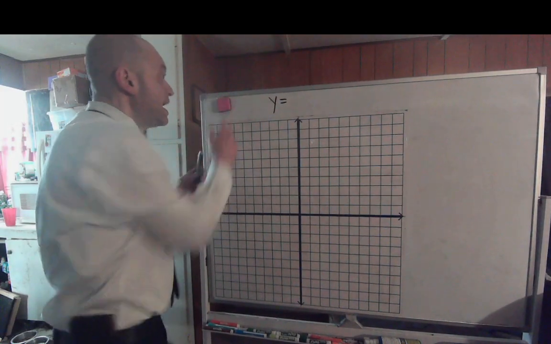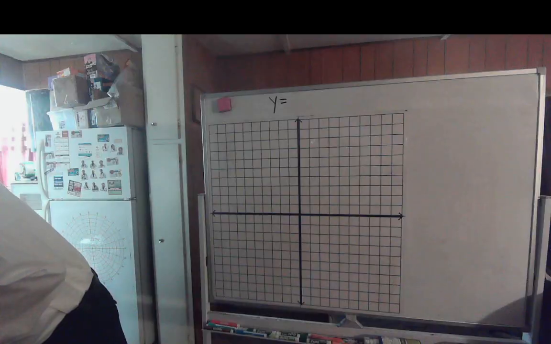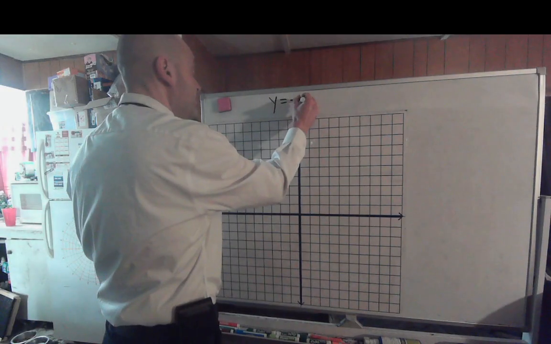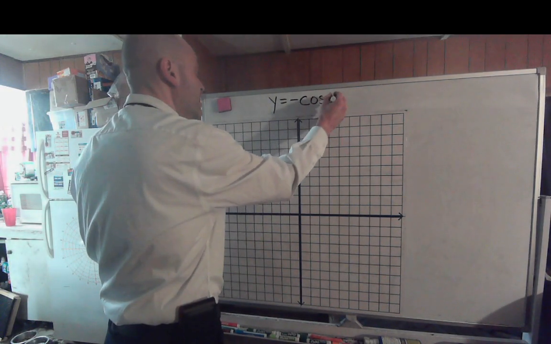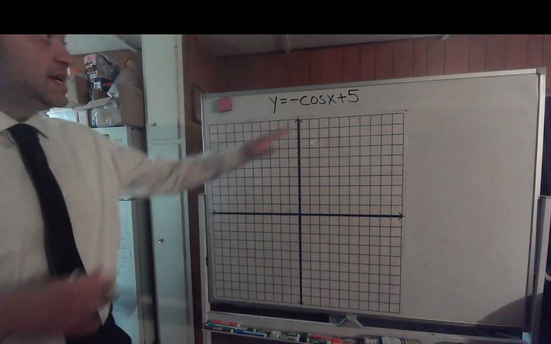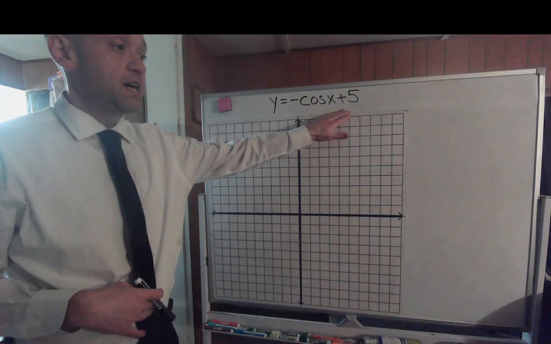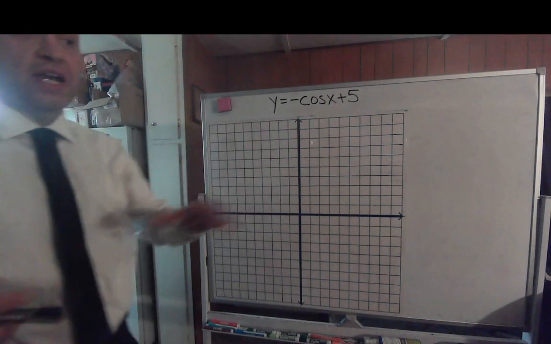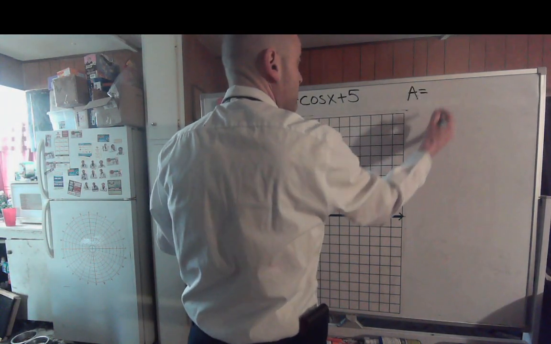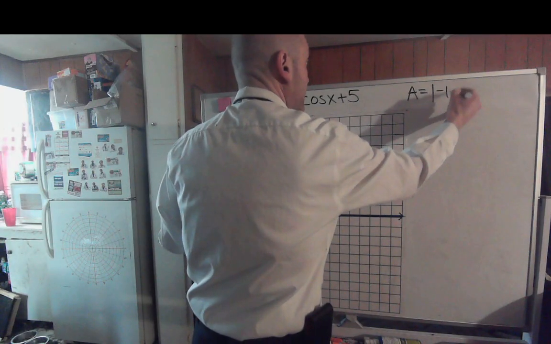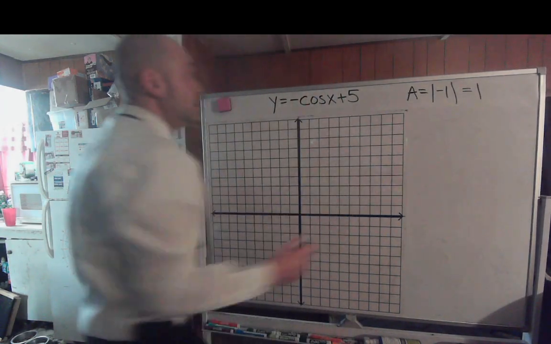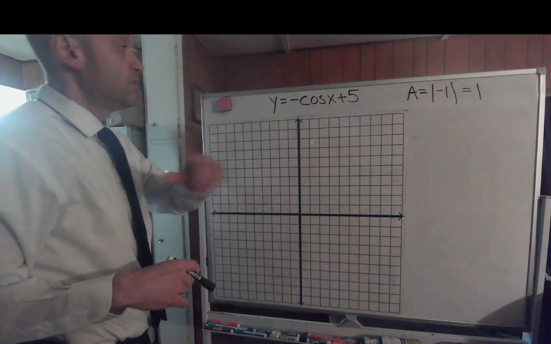All right, now let's see here. We have the negative cosine of x plus 5. So all of a sudden now we have a negative cosine of x plus 5. Well, still, look at your amplitude. The amplitude is really the absolute value of a, which would equal the absolute value of negative 1. So that means your amplitude is 1. All right, so you have an amplitude of 1.